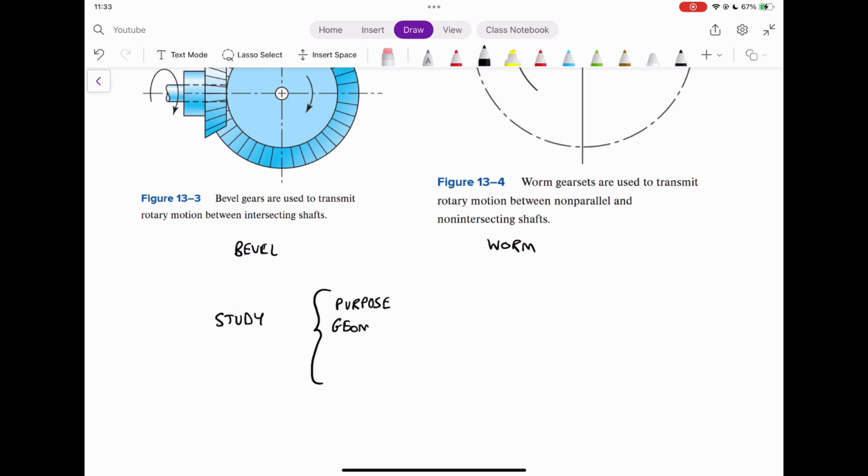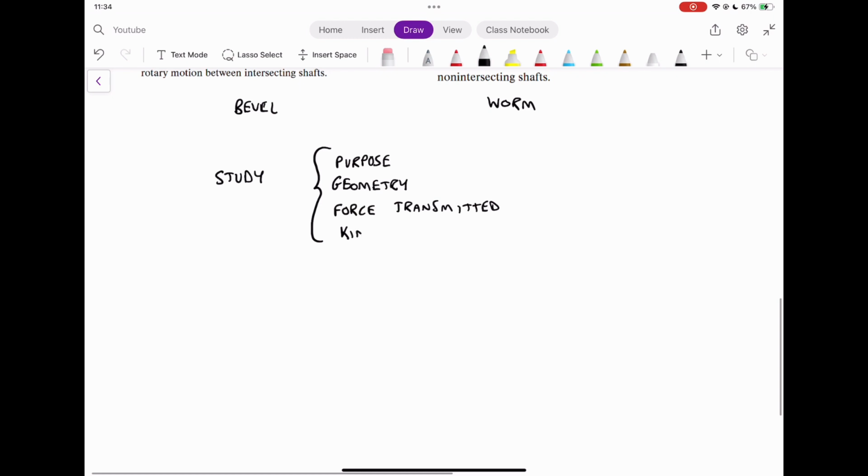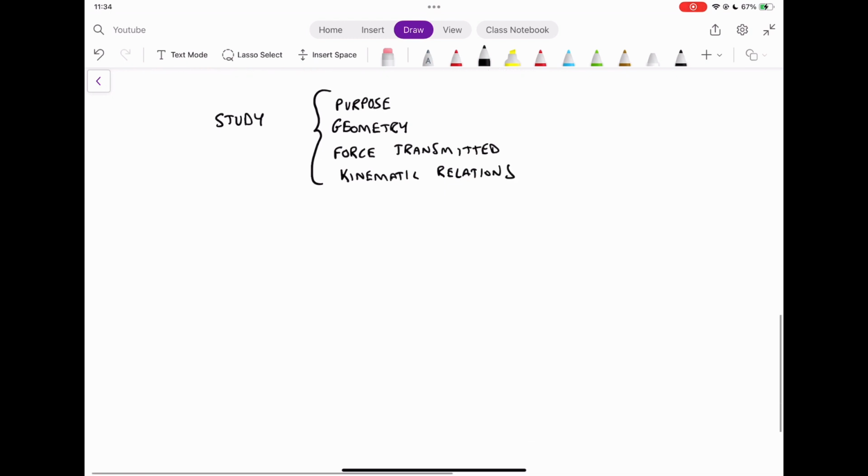And what we want to study is the purpose of each gear and why they're used, a little bit about the geometry of the gears, then a little bit about force transmission of the gears and forces transmitted through the gear trains. And finally, a kinematic analysis and kinematic understanding of what is happening. And we'll talk all about that throughout the video series on this chapter.